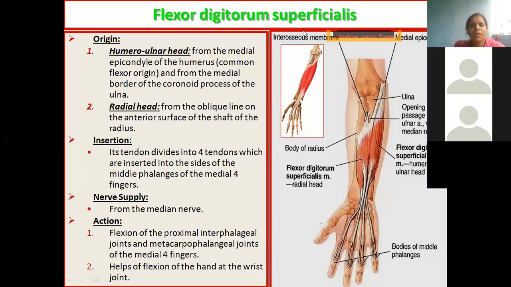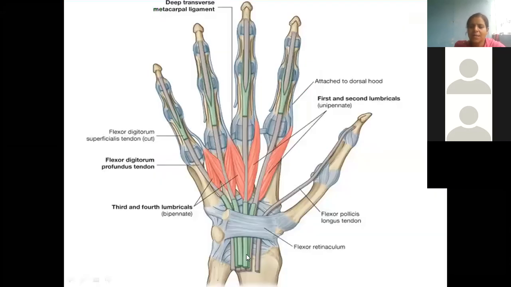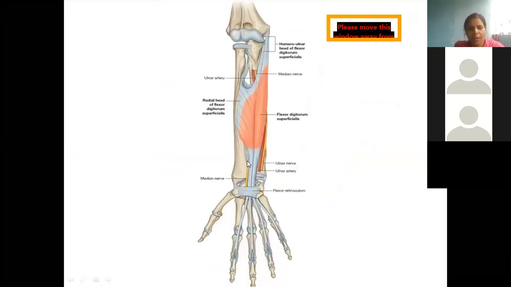Okay, then what are the other muscles? We have flexor digitorum superficialis. If you cut this muscle, flexor digitorum superficialis has 4 slips which go and split in the middle phalanx, and they get inserted on either side of the middle phalanx. This green colored one is the flexor digitorum superficialis. The tendons are going deep to the flexor retinaculum. Okay, so this is our flexor digitorum superficialis.